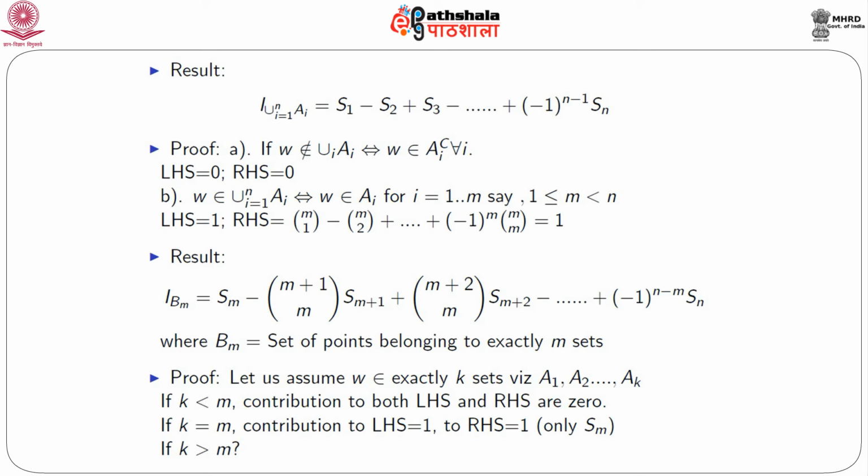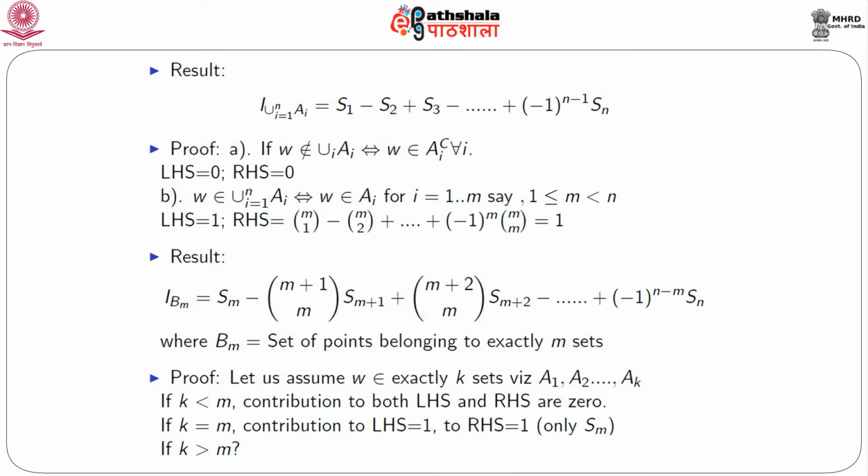Similarly, if we have a set B_m, the set of points belonging to exactly m sets, we can show that I_{B_m} is S_m minus (m plus 1 choose m) S_{m+1} plus (m plus 2 choose m) S_{m+2} and so on. The proof is a bit tedious compared to the first one, so I will give a sketch. We assume that ω belongs to exactly k sets.